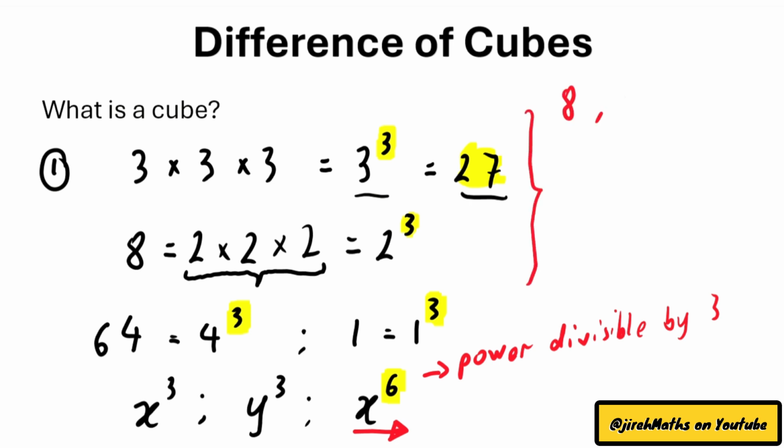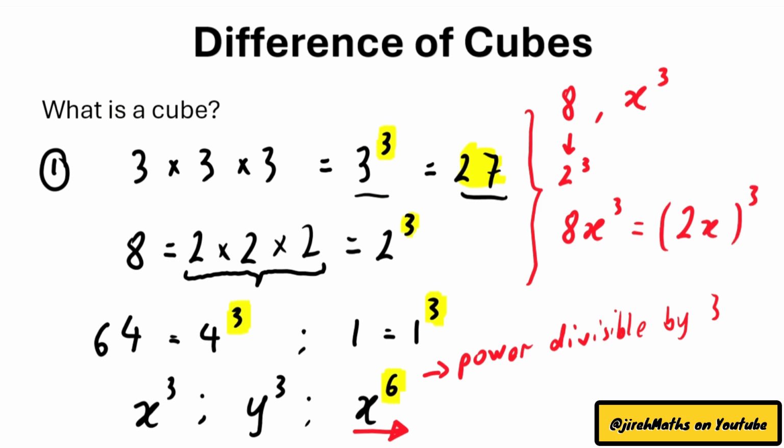For example, we know 8 is a perfect cube. We also know x to the 3 is a perfect cube. 8 is 2 cubed and x is x cubed. Therefore, 8x cubed, which is a combination of 8 multiplied by x cubed, that will also be a perfect cube.